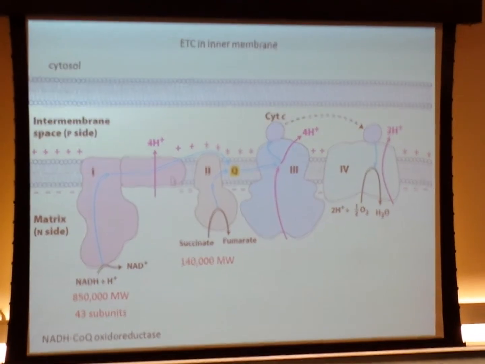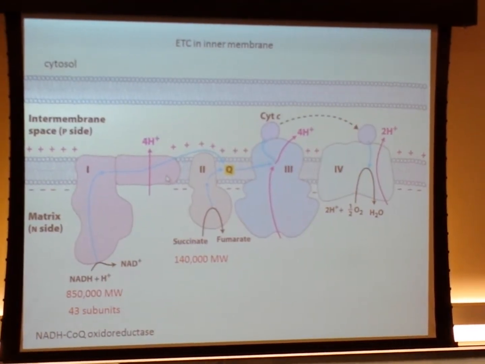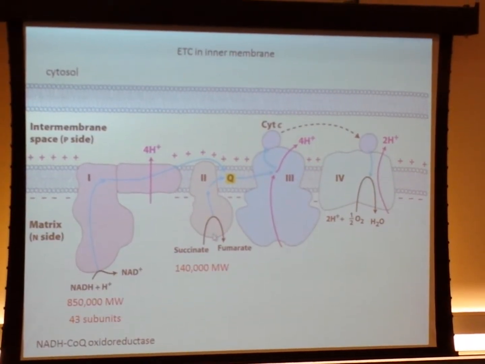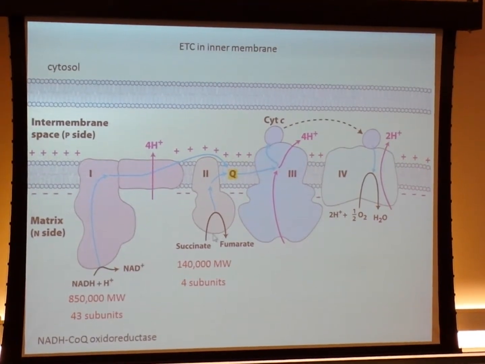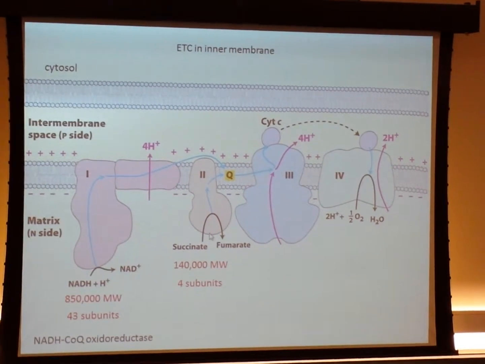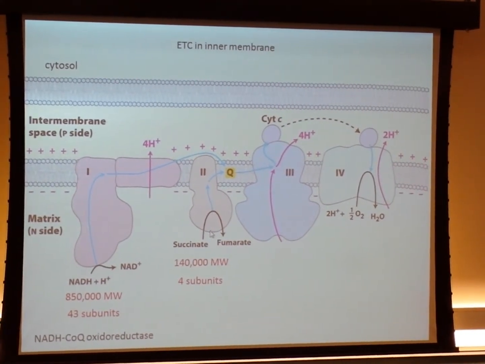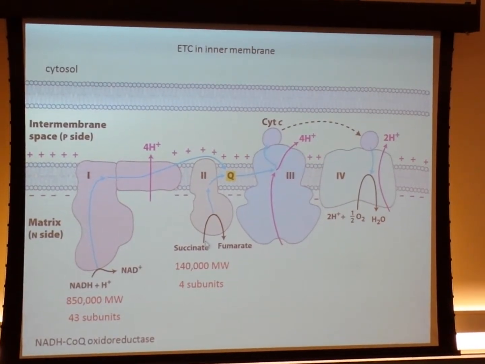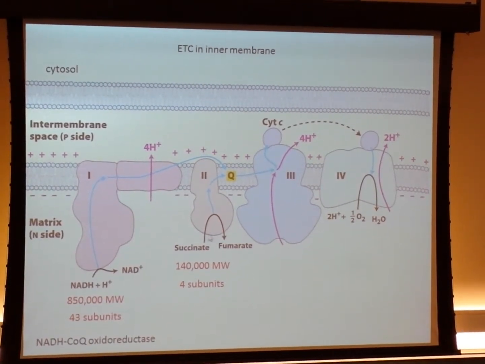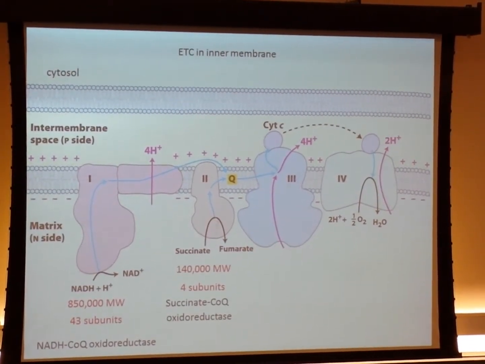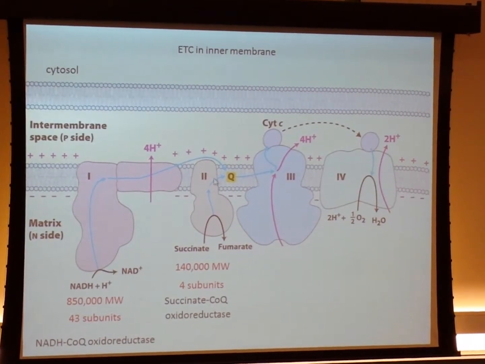Complex 2 is pretty big. It has 4 subunits. And this end out here is where succinate dehydrogenase is located, which is the Krebs cycle enzyme that we talked about. But there's 2 enzyme activities. One is succinate dehydrogenase here, and the other is, again, an enzyme active site here somewhere.